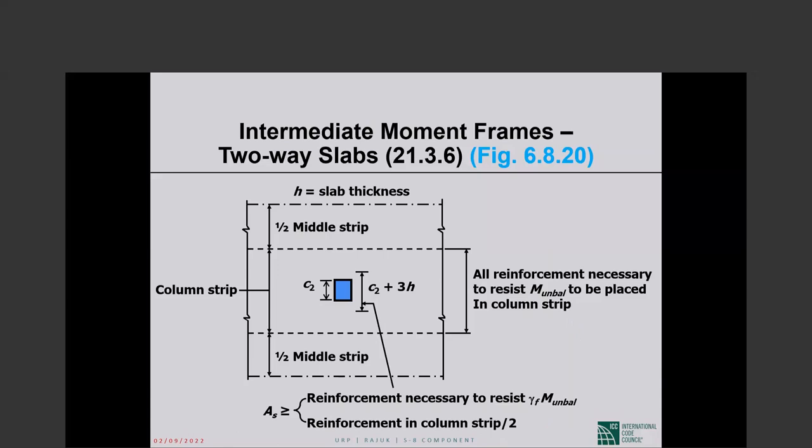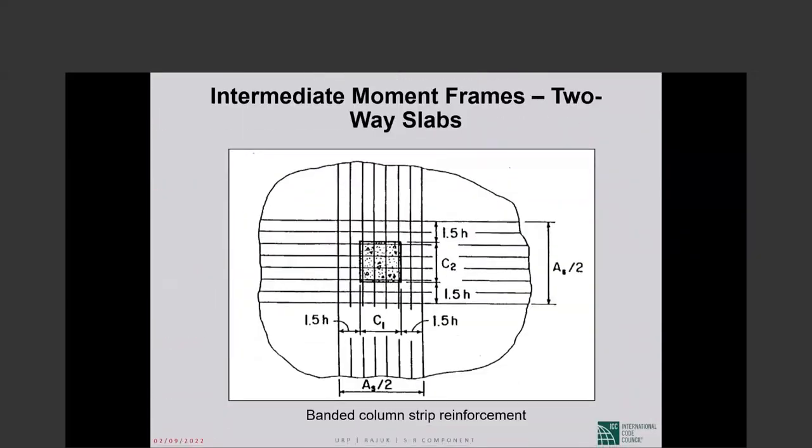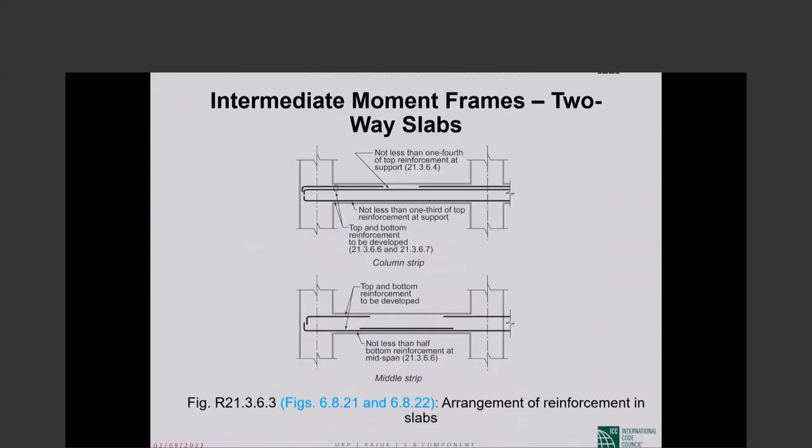In more recent editions of ACI 318, it is called M sub slab. I didn't try to be consistent because that would have been pretty tough. Okay, so what I just said is, at least one half of the column strip reinforcement shall be placed within the narrow moment transfer band.